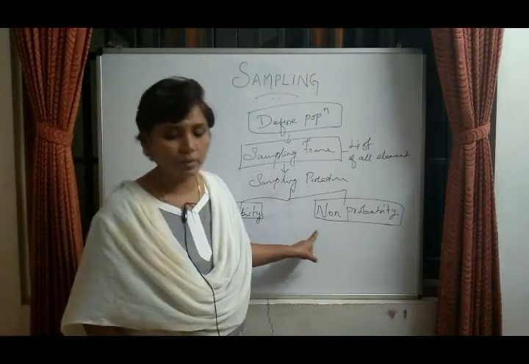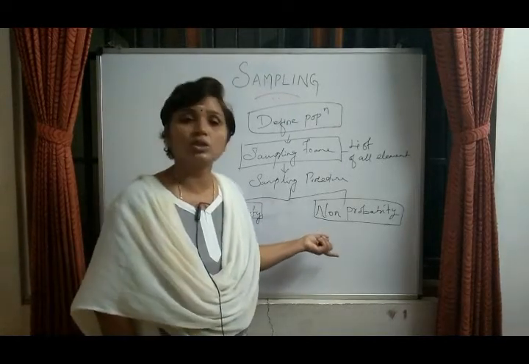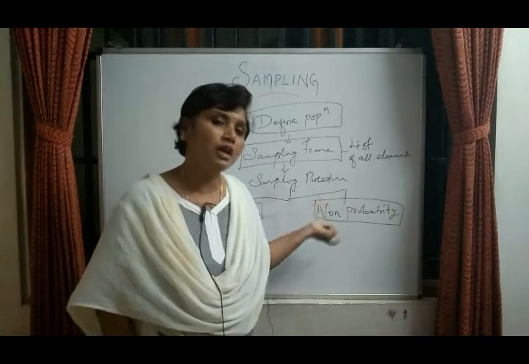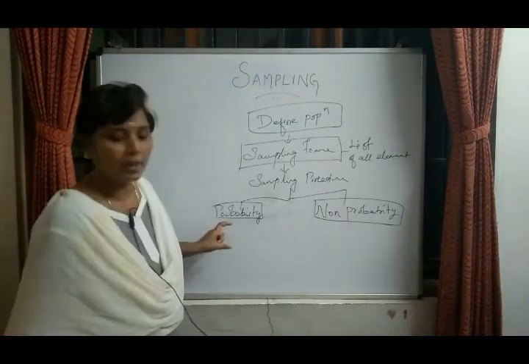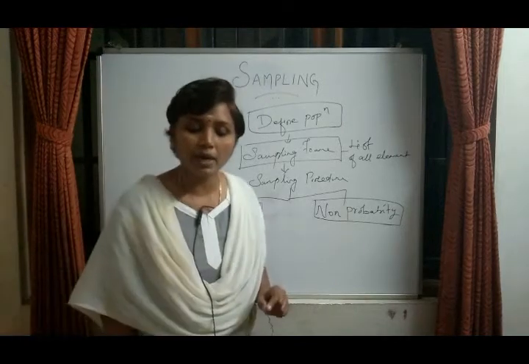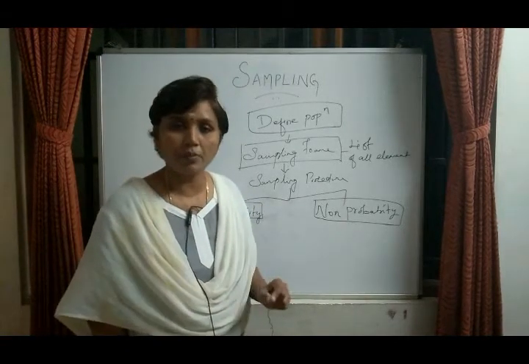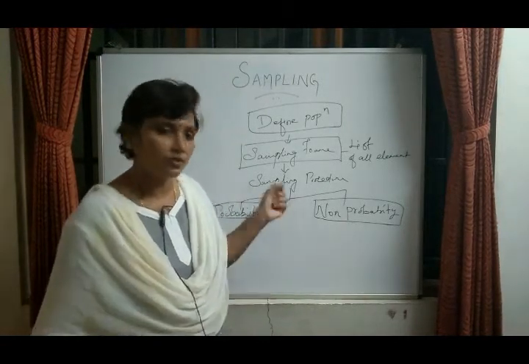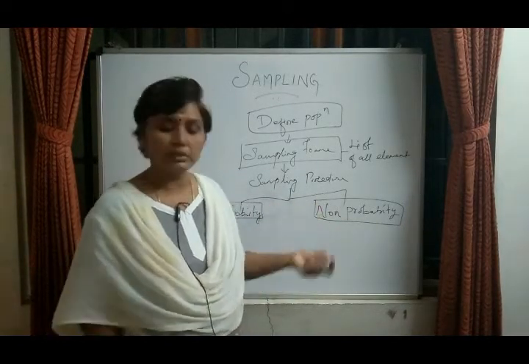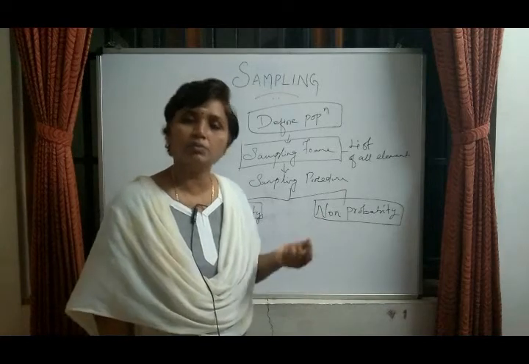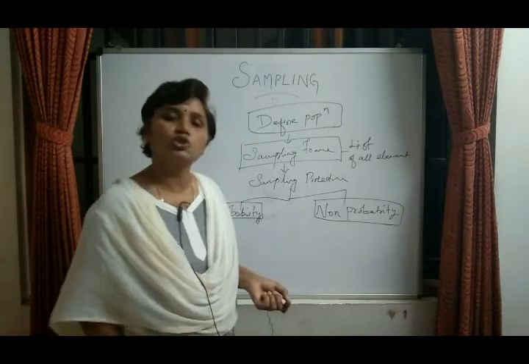In non-probability, it is according to the researcher's convenience that they will be selecting the samples. Okay. So in probability sampling, we will have simple random sampling, stratified sampling and cluster sampling. The types we will be dealing with later. And non-probability will have convenience, purposive, quota sampling and snowball sampling.